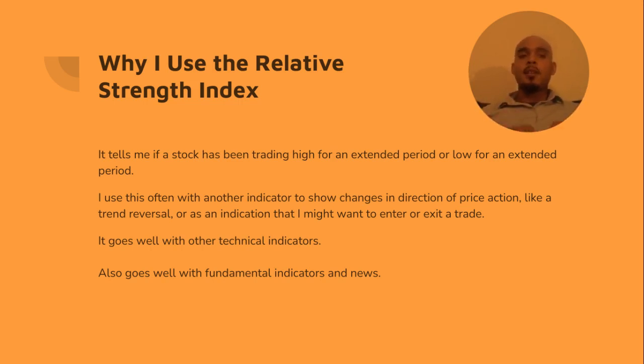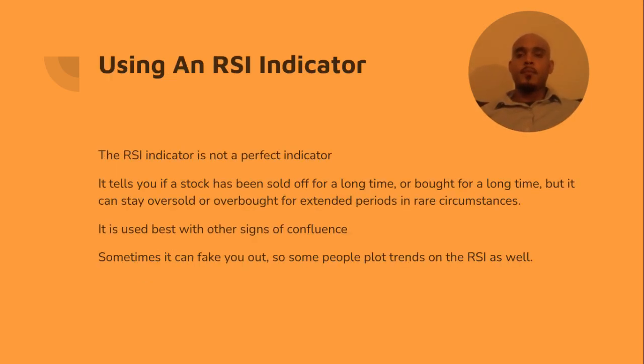The RSI will be an indicator of, okay, this stock is trading way too high, it's overbought, or way too low, it's oversold. Okay. So it's not a perfect indicator, I'll say that. It can tell you, like I said, if a stock has been sold off for a long time or been overbought for too long, but it can stay overbought for an extended period of time.